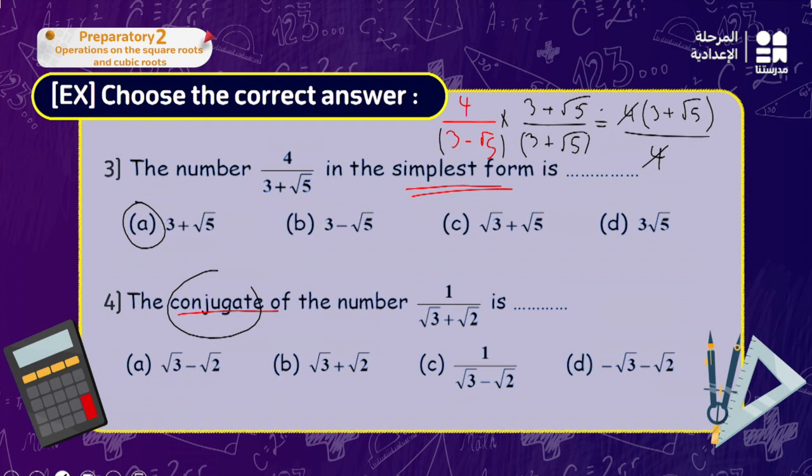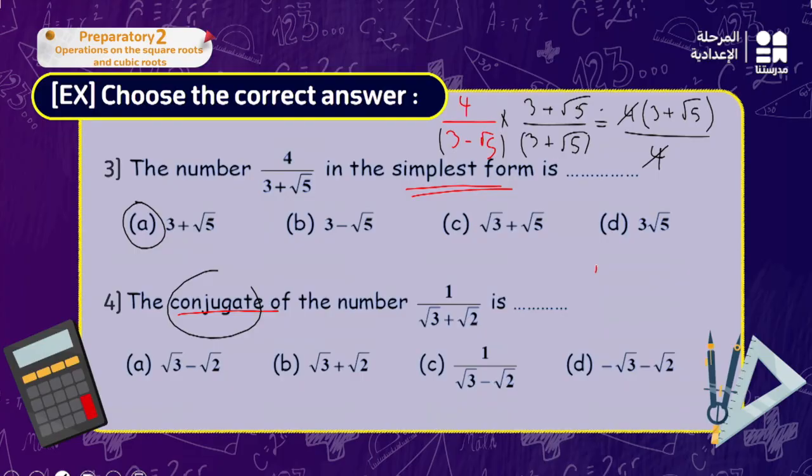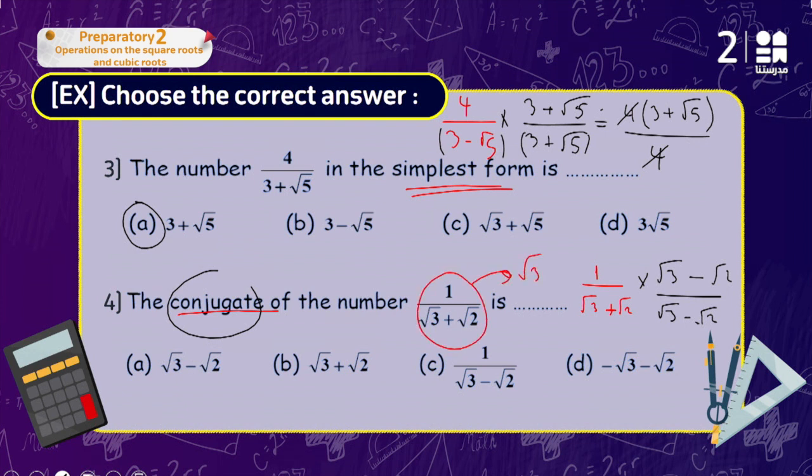Here he is asking me about the conjugate of this number. So as we did here, we do exactly the same here: 1 over square root of 3 plus square root of 2. What do we do here? We multiply the conjugate up and down: square root of 3 minus square root of 2 over square root of 3 minus square root of 2, the conjugate of the denominator, up and down. So the result after that, this number will be square root of 3 minus square root of 2. This will turn into this.